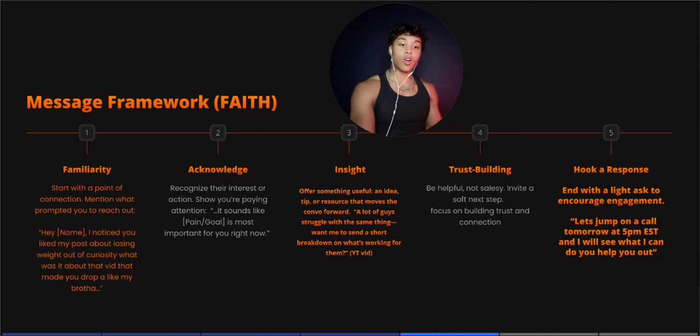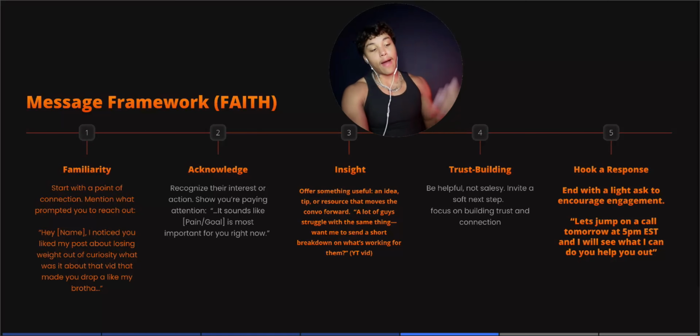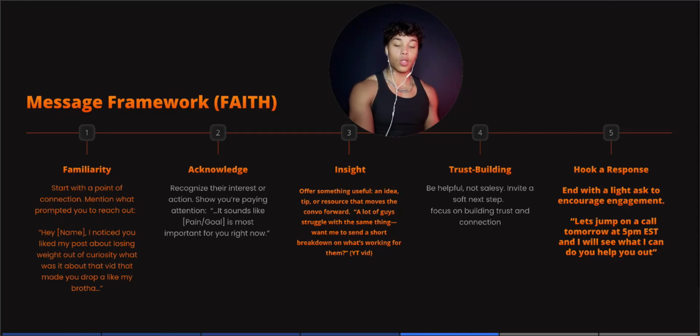Next, a response, and with a light ask to encourage engagement: all right, let's jump on a call tomorrow at 5 p.m. EST, and I'll see what I can do to help you out. Right after you've dug so much, after you figure out what their problem is, offer them a consultation call for free. Don't say it's going to cost anything. I literally want you guys to say this word for word. After you figure out what their pain point is: yo, Matthew, it sounds like you really got to get your diet in line. Let's jump on a call tomorrow at 5 p.m. EST so I can see what I can do to help you out. Sound cool, brother? Bang.